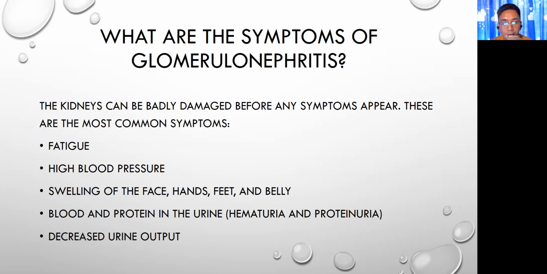Okay, now let's go first with the symptoms of glomerulonephritis. As we have asked earlier, these are the symptoms of glomerulonephritis. The kidneys can be badly damaged before any symptoms appear. Now, these are the most common symptoms. Number one is fatigue. Next, we have hypertension. And we have the edema or the swelling of the face, hands, feet, and belly, and the proteinuria and hematuria. And of course, we have decreased urine output.